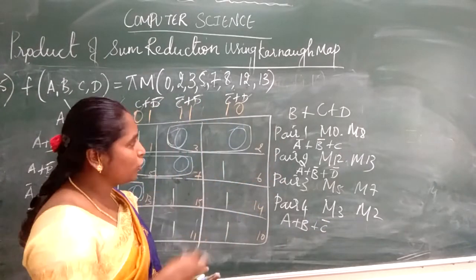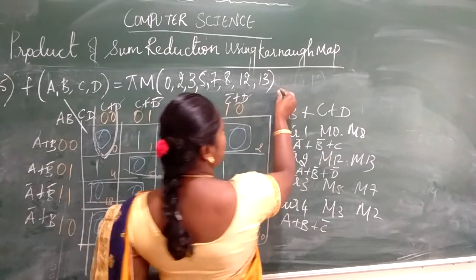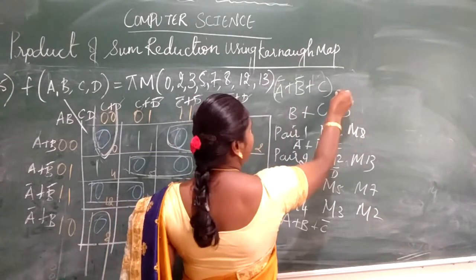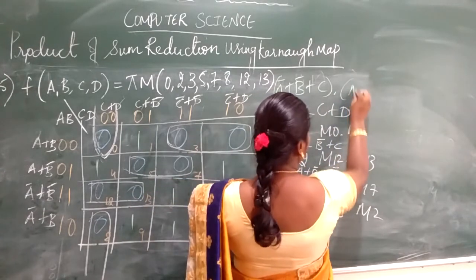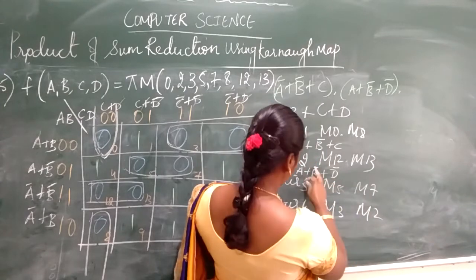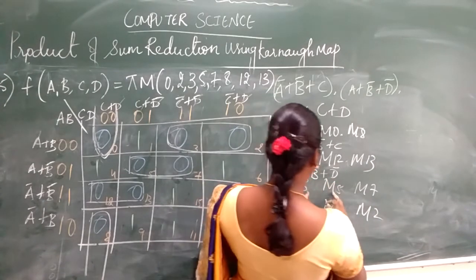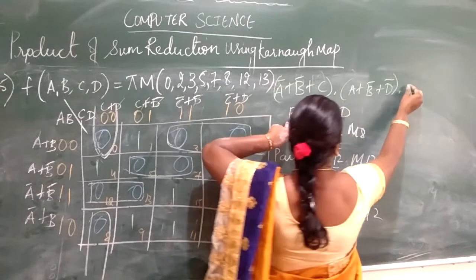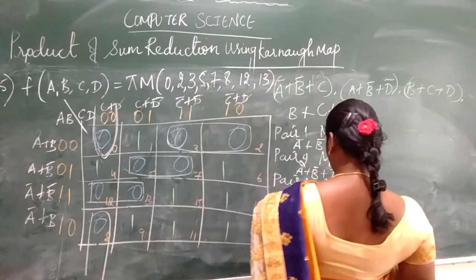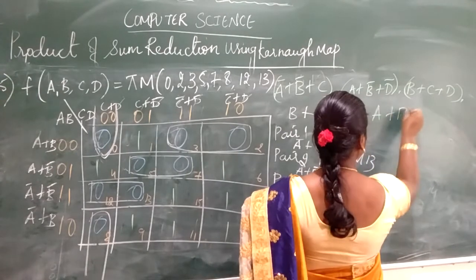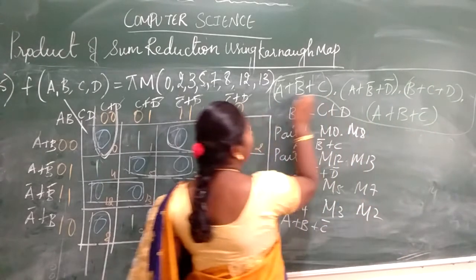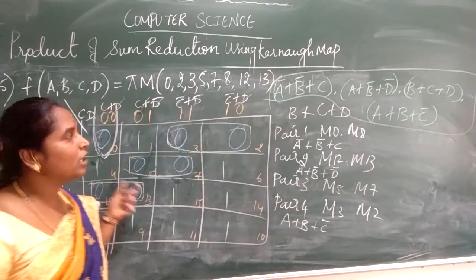From this, the complete expression is A bar plus B bar plus C, into A plus B bar plus D bar, into, 1, 2, 3. Next what you have? First you have B plus C plus D, into what you have? A plus B plus C bar. This is my expression given for your K-map using this particular problem.